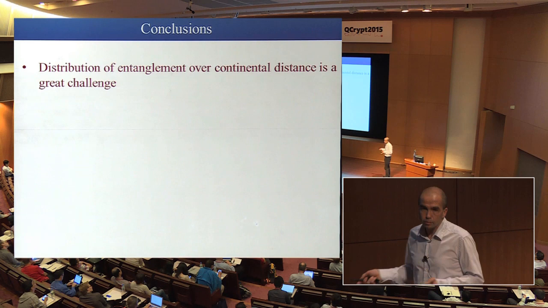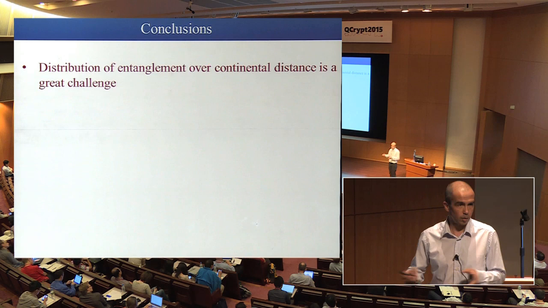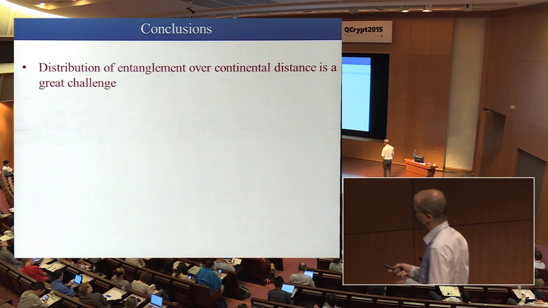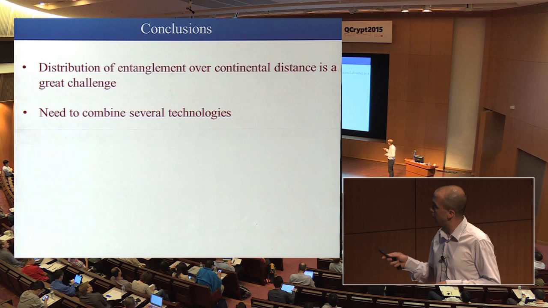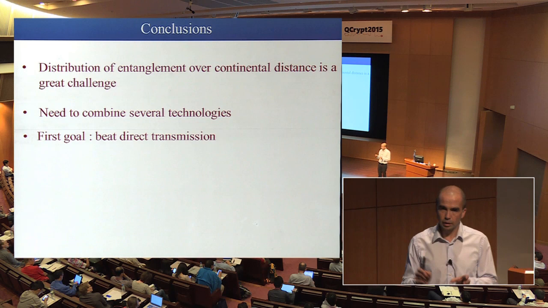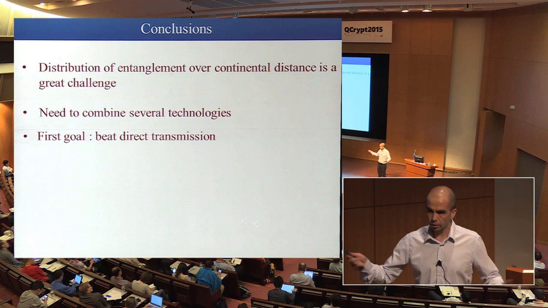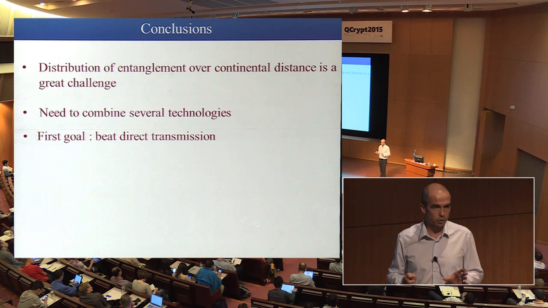Okay, so I hope I could convey the fact that distributing entanglement over a very long distance is a great challenge, partly because you need to combine different technologies together, and this is not always so easy. I think our first interesting goal would be really to beat the direct transmission. At this point, we are not talking about doing full repeaters with error purification. I think just being able to beat direct transmission would already be a very nice goal.